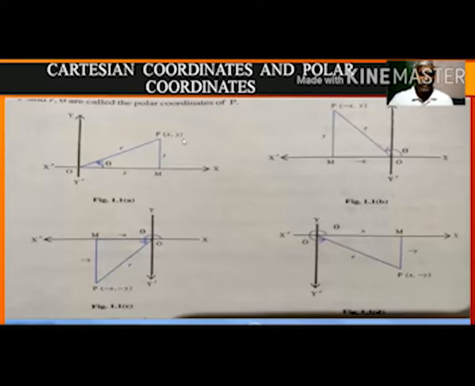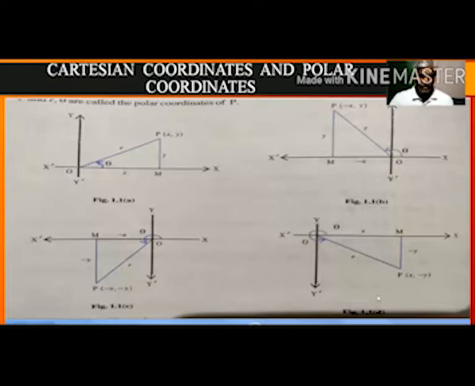Suppose both x and y are positive. If we represent the point P x, y in a coordinate plane, when x and y are both positive, that point belongs to the first quadrant. If x is negative and y positive, that point belongs to the second quadrant. If both x and y are negative, that point belongs to the third quadrant. And if x positive, y negative, that point belongs to the fourth quadrant.